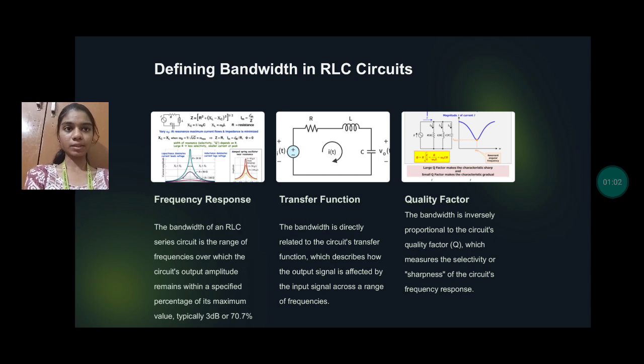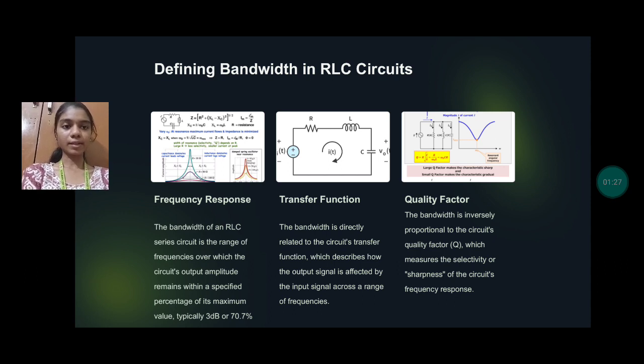Defining bandwidth in RLC circuits. Frequency response, transfer function, quality factor. The bandwidth of an RLC series circuit is the range of frequencies over which the circuit's output amplitude remains within a specified percentage of its maximum value, typically 3 dB or 70.7%.